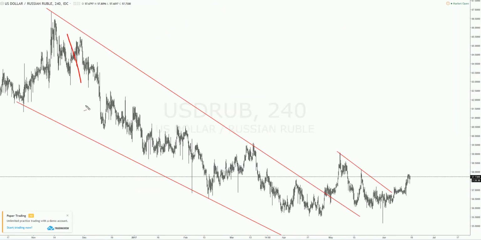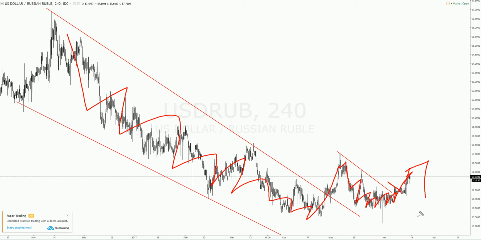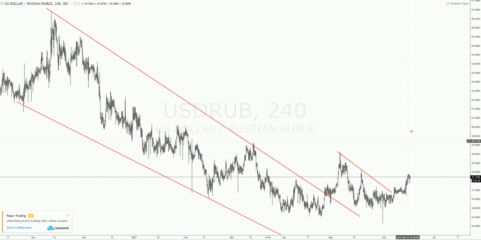US dollar ruble, we had that tight consolidation. It broke out, went into another tight consolidation, broke out again. I posted it right down here, and so far we are making money.